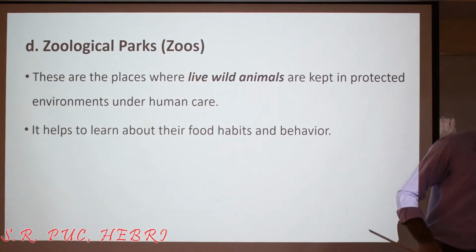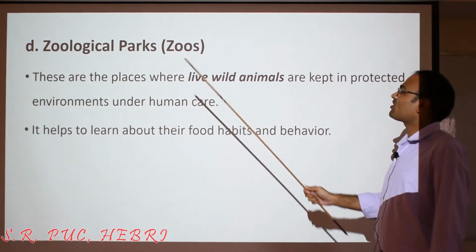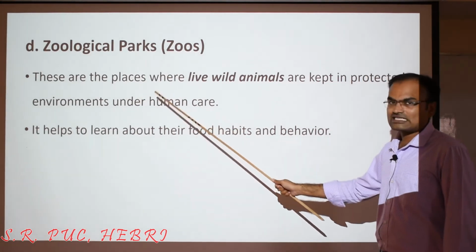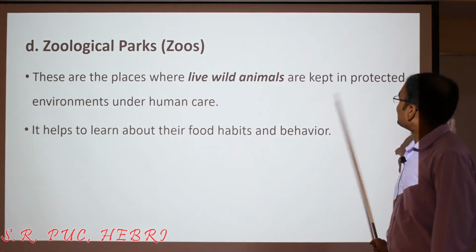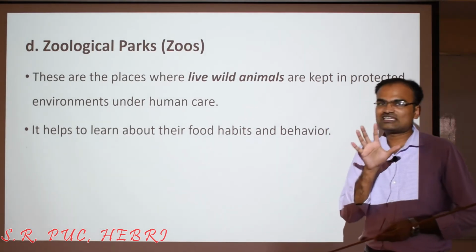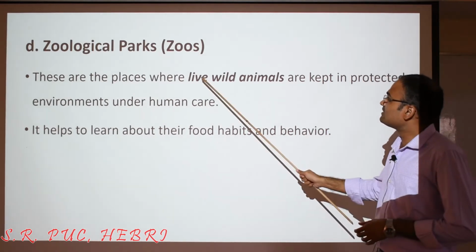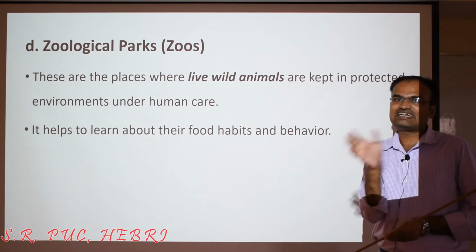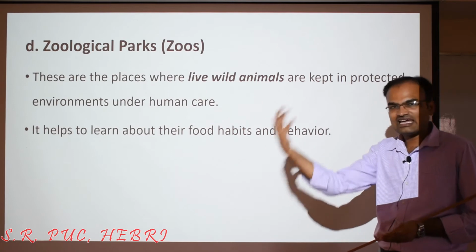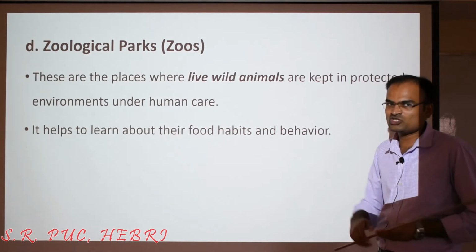So next, the fourth taxonomical aid is the zoological parks, or in short, zoos. So what is it? Zoological parks are places where live wild animals are kept in protected environments under human care. So this is very important. They have been established where live wild animals, not domesticated or dead ones, have been captured from the forest and are reared in that particular place, under human care. Humans take care of those animals.